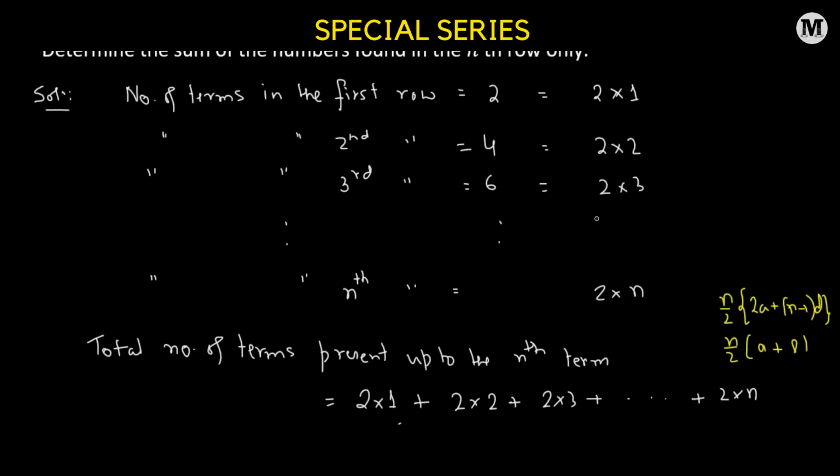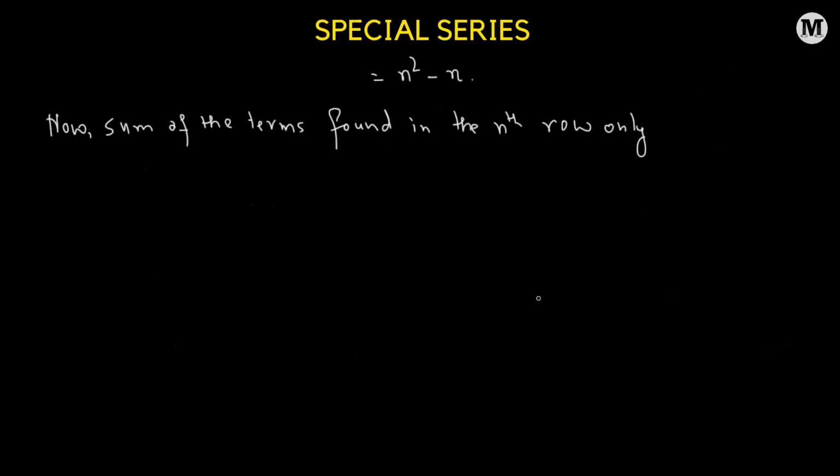So we will take the total sum of all the terms starting from the first row all the way up to the nth row, and then from here we're going to take the sum of all the terms from the first row up to the n minus 1th term. So that means we have 2 times n minus 1. So when we subtract the sum, this is only going to leave us with the sum of the terms found only in the nth row. Okay, so let's try to figure that out.